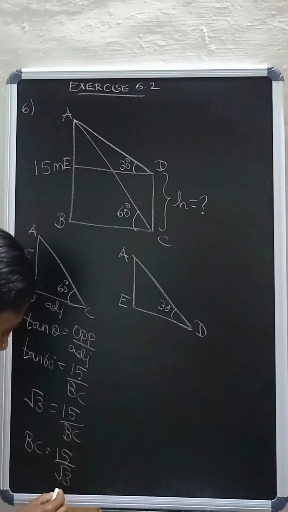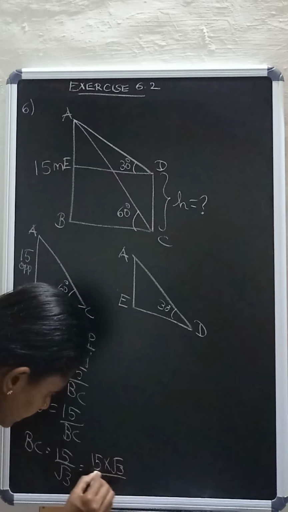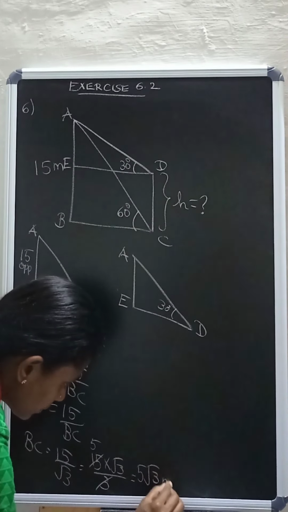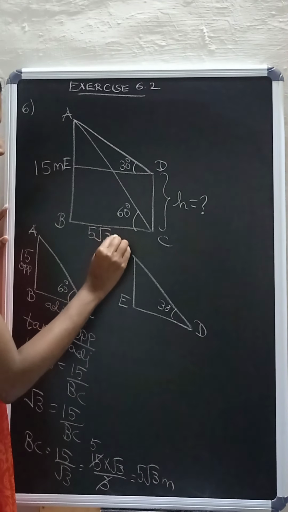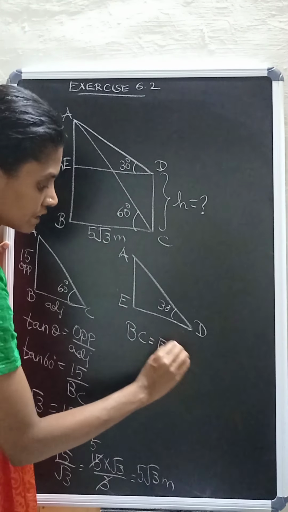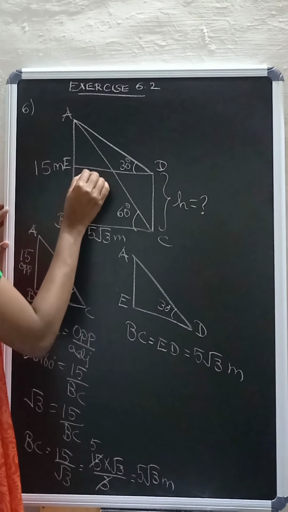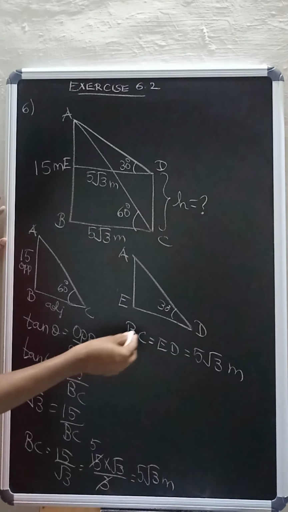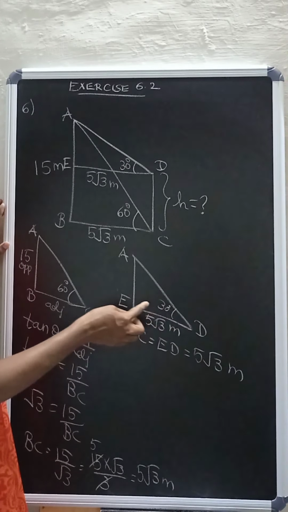Since we cannot have √3 in the denominator, we will do it like this. 15 into √3 divided by 3. 3 5s are 15. So 5 √3 meters. So what is the length of BC? 5 √3 meters. Therefore BC is equal to ED is equal to 5 √3 meters. Both are parallel lines.